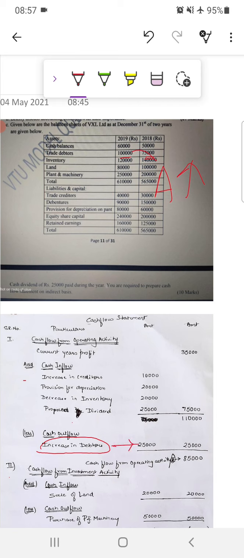Now how did we get 25,000? It was 75,000 in the previous year. Now it is 1 lakh. So it has increased by 25,000. Then after trade debtors, inventory is given. Now how much is inventory? I'll just erase this. Inventory was 1,40,000 in the year 2018. Now it is 1,20,000. That means inventory has decreased. Assets have decreased.